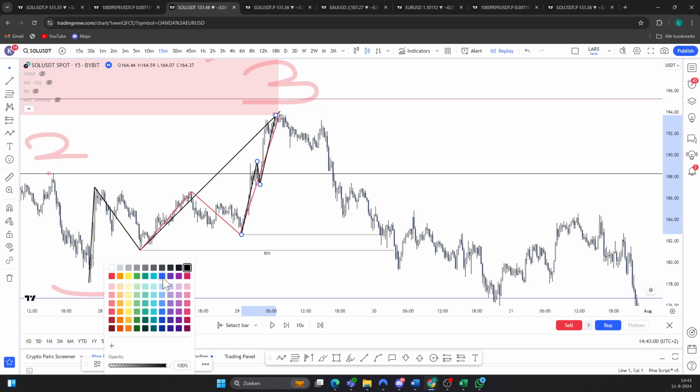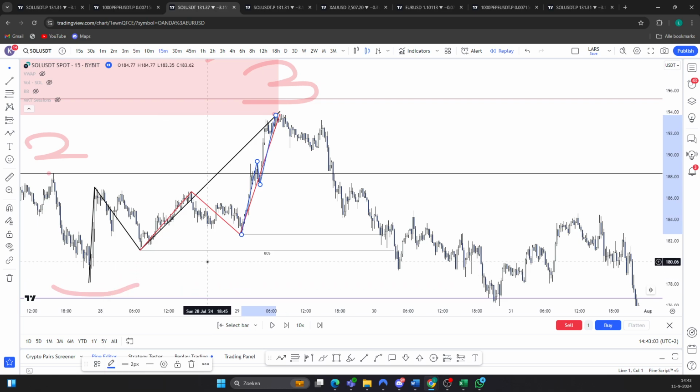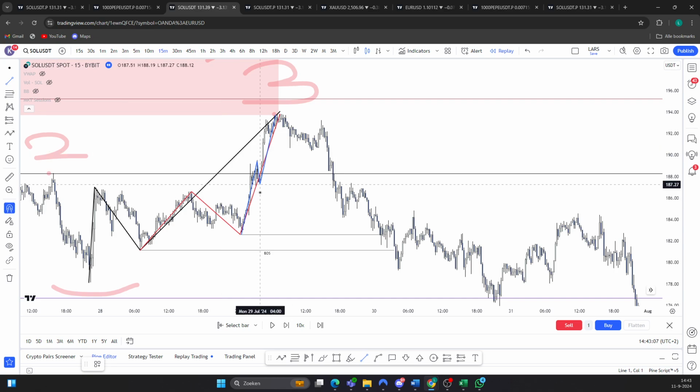Let's make that blue. See how I'm using the overlapping structure in my TCT schematic? This makes it our blue low. And we know the domino effect. Break blue, go to red. Break red, go to black. Break black, go all the way down.